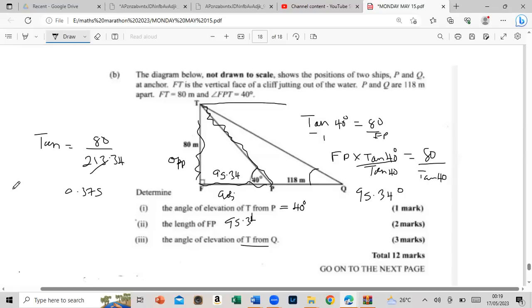Press shift on your calculator, tan, and you're going to see tan to the power of negative 1. Press this, press equal, and it should give you 20.6.